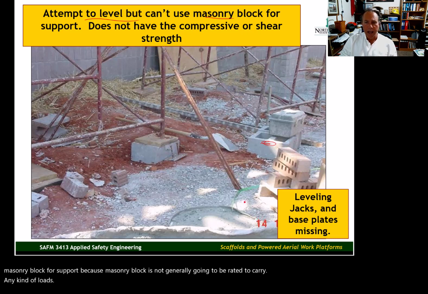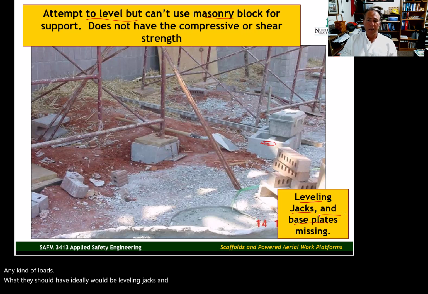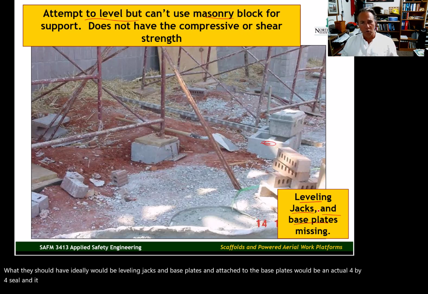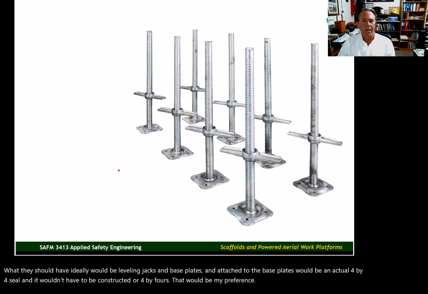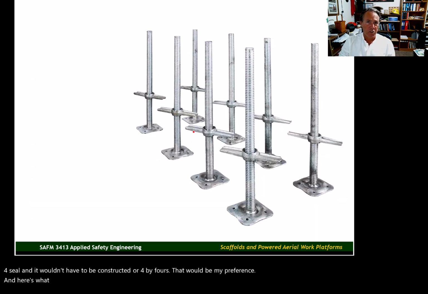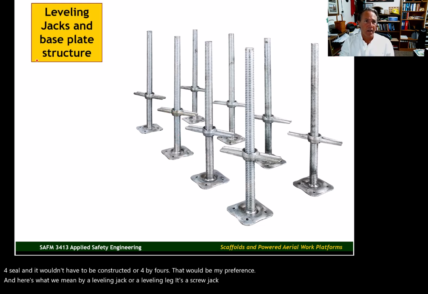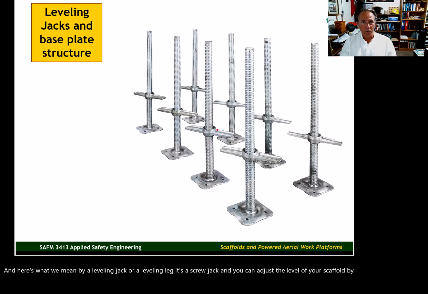What they should have ideally would be leveling jacks and base plates, and attached to the base plates would be an actual 4x4 sill. And it wouldn't have to be constructed of 4x4s. That would be my preference. And here's what we mean by a leveling jack or a leveling leg. It's a screw jack, and you can adjust the level of your scaffold by adjusting the screws on the screw jack mechanisms.